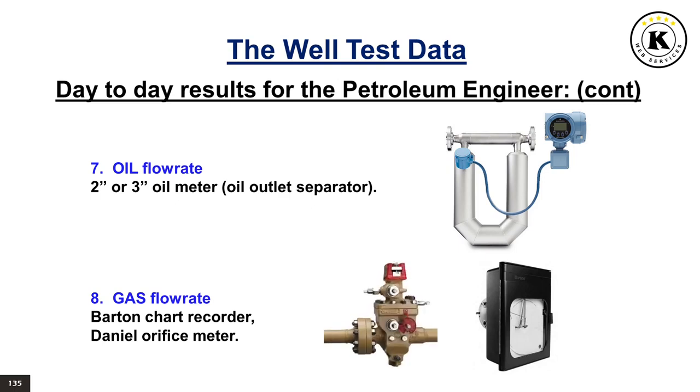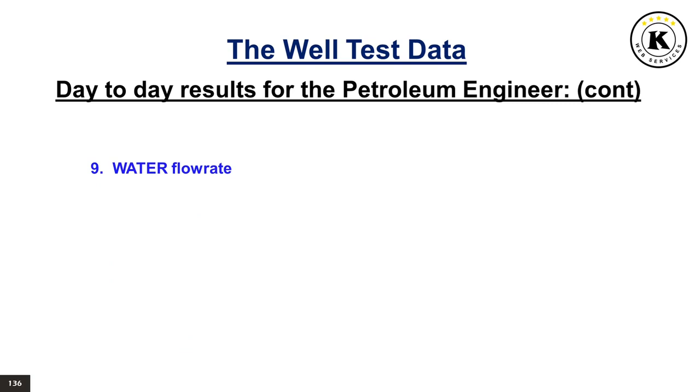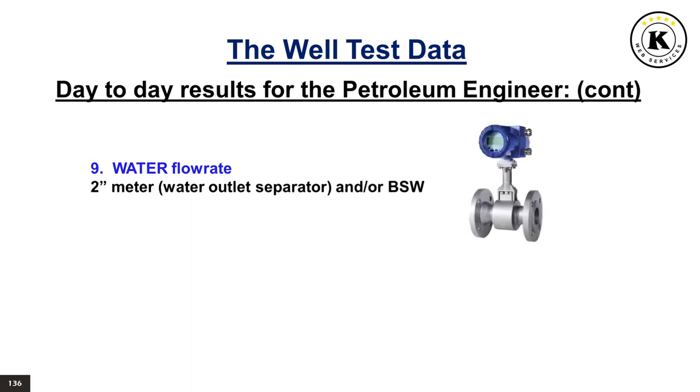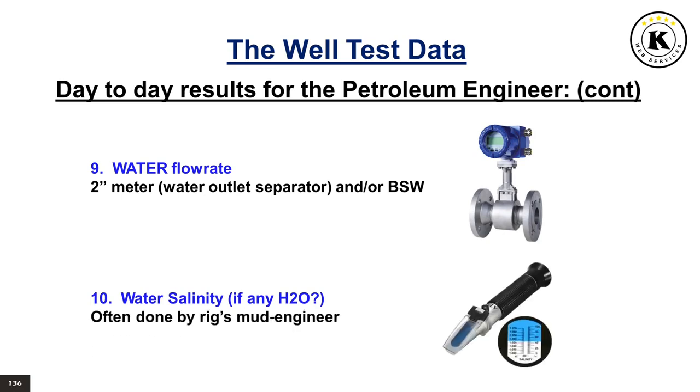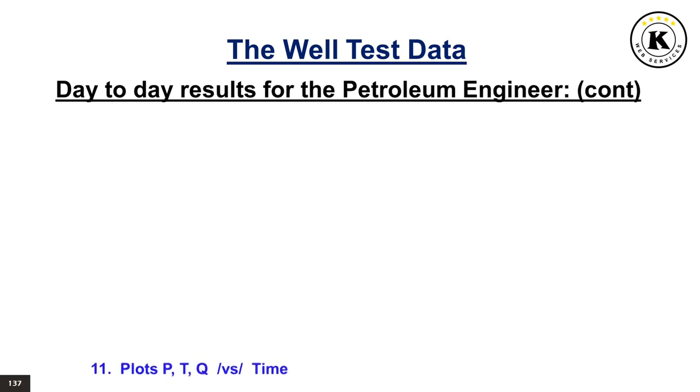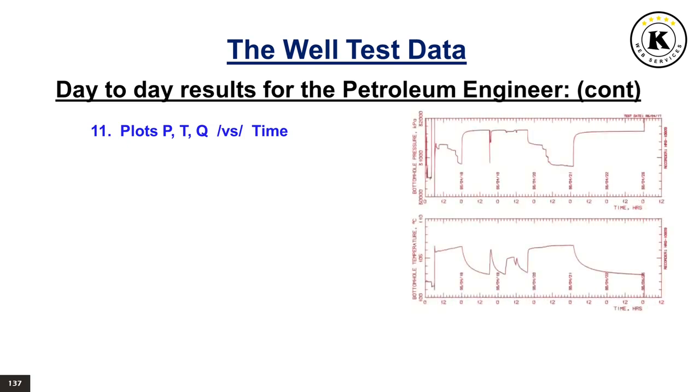9. Water flow rate. Measured with the 2-inch water flow meter located at the water outlet of the separator and, or, the BSW. 10. Water salinity, if any water. Measured using salinity meter, and it is often done by the rig mud engineer. 11. Pressure, temperature, and flow rates plots, versus time. Acquired using surface well testing data acquisition system.